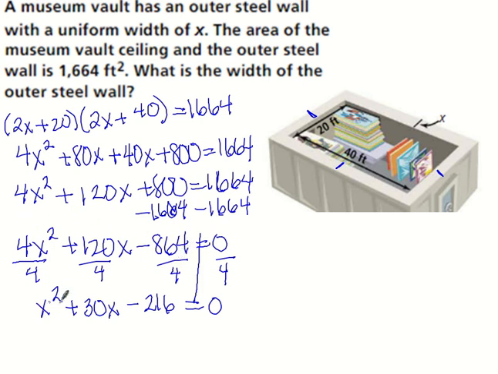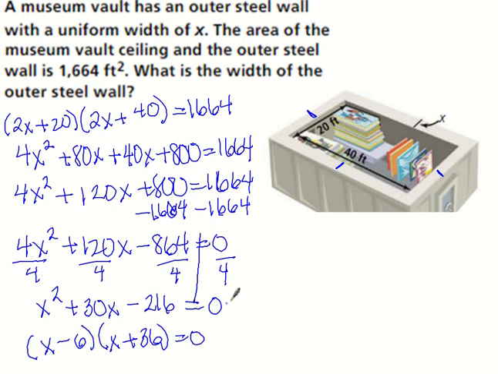Okay, so now that I have this cleaned up version, I can factor this. So we're looking for things that multiply to negative 216 and add to 30. So maybe pause, take a little bit of time, see if you can figure it out. The factoring, if you tried to figure it out, was x minus 6 and x plus 36 equals 0. So 36 times negative 6 is negative 216, and then 36 plus negative 6 would in fact get me 30. So here are my two answers.